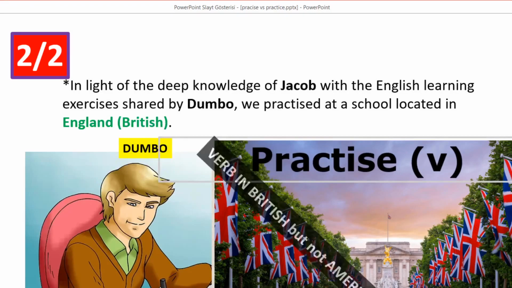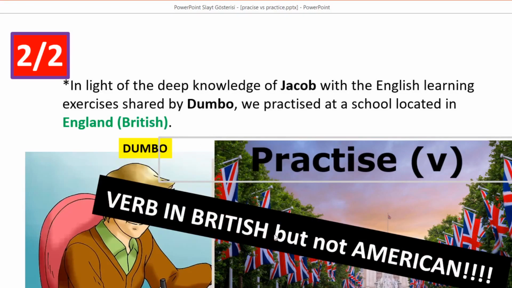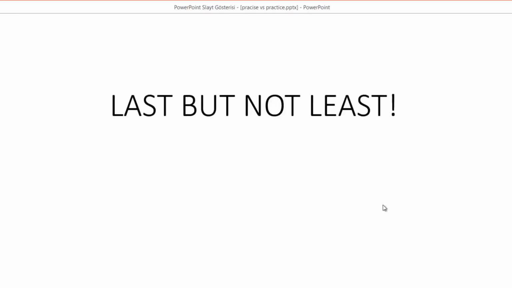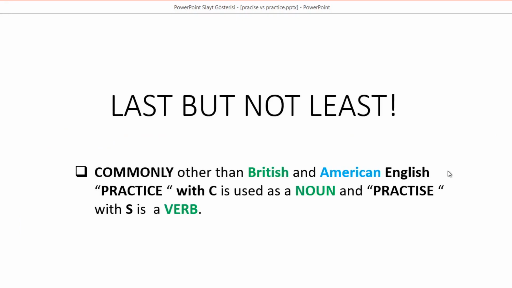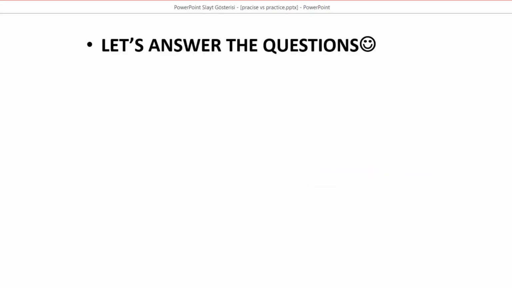Practice with S is a verb in British, but not American English. It's a verb used just in British English. There is no such thing in American English. Last but not least, other than British and American English, you know there are English types in other countries, for example, Australian English. In those, practice with C is used as a noun, and practice with S is used as a verb. It's the commonly used form. I can say that the practice type used in British English can be commonly used in other countries, except American English.